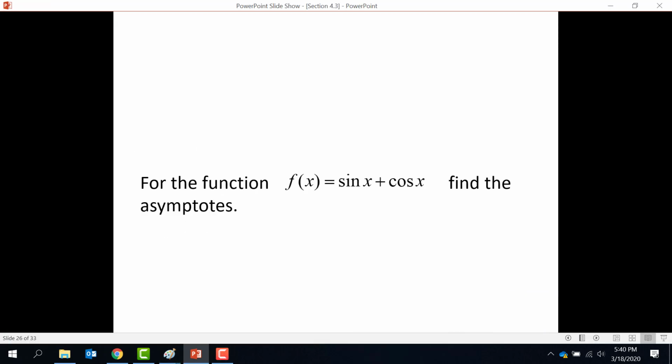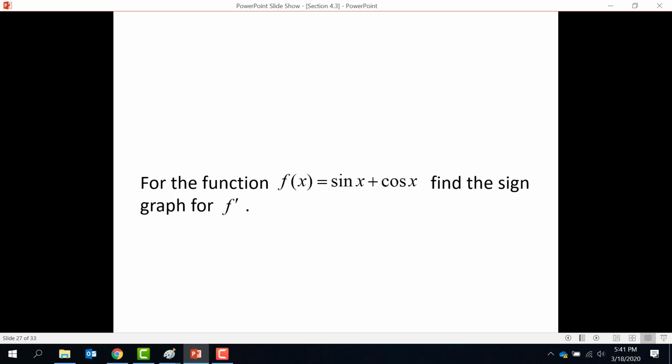And next we're being asked to find the asymptotes, but you should know that the sine function is continuous everywhere, and that the cosine function is continuous everywhere, so there are no asymptotes, and then when you add the two together you get a continuous function. So the domain of this function is all real numbers, and there are no asymptotes.